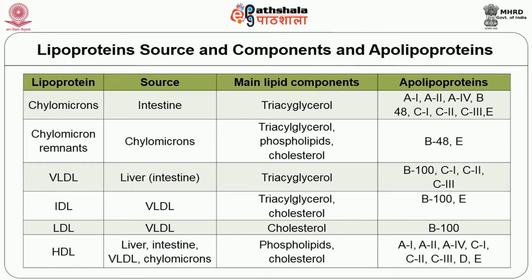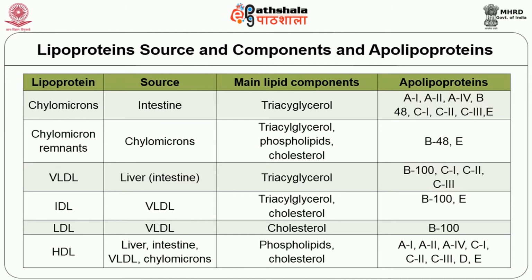IDL, intermediate density lipoprotein. Where does it come from? It comes from VLDL. It helps in the transport of triacylglycerol and cholesterol. LDL, low density lipoprotein. The source is VLDL. It helps in transport of cholesterol. HDL, the source is liver, intestine, VLDL and chylomicrons, and it is important for the transport of phospholipids and cholesterol.